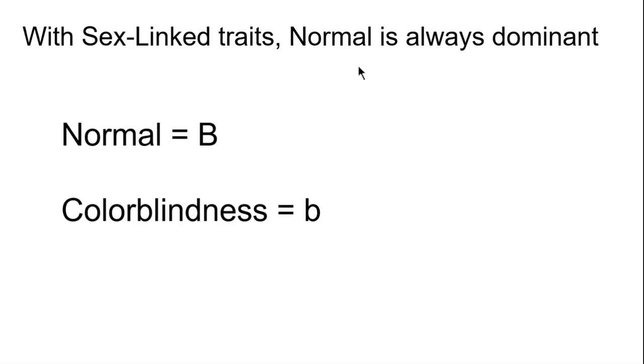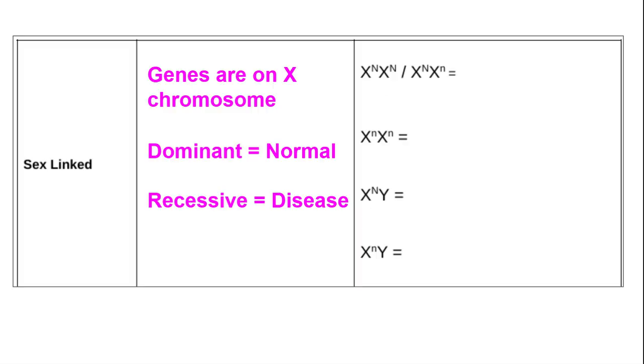So with sex-linked traits, normal is always going to be dominant. Whatever the normal version of that gene or that trait is going to be dominant. A lot of these cause disease. The disease is going to be recessive, in many of these cases. So we're just going to write dominant is normal, recessive is the disease. Now, are there exceptions to the rule? Yes, okay. But the ones we're going to talk about, the most common ones, are recessive. The disease is recessive.